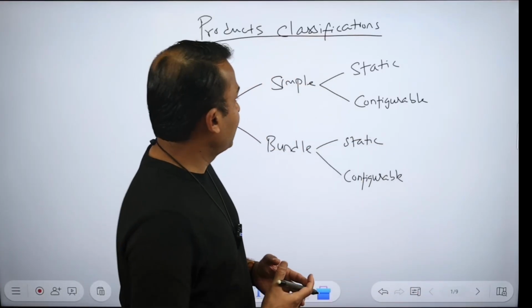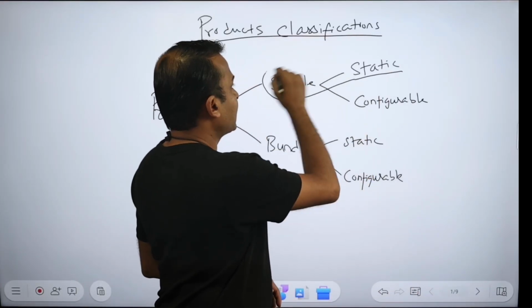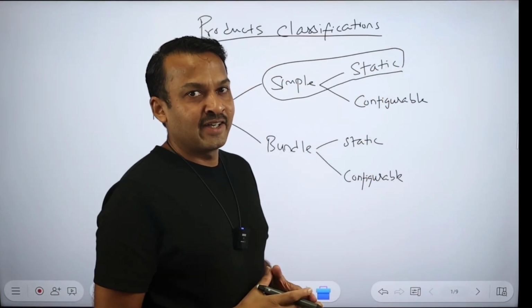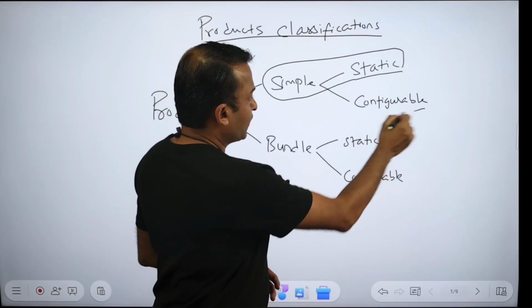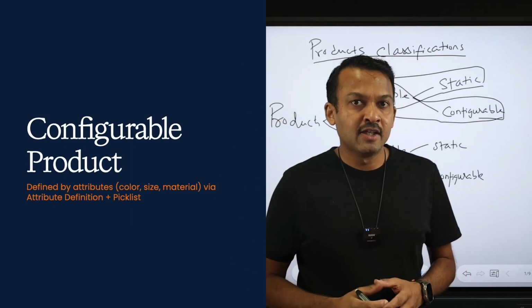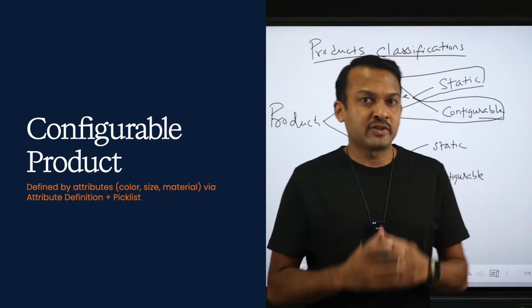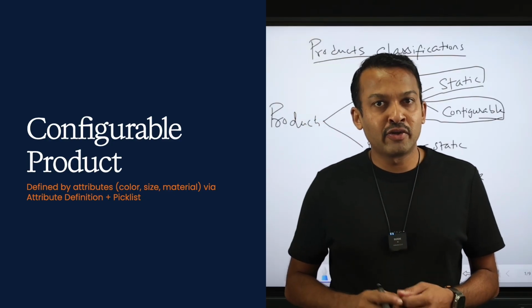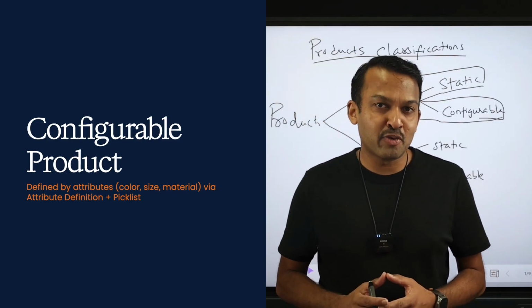Now that you have a fairly good understanding of how to configure the static simple product, let's go ahead and start understanding more about the configurable product. Okay, so the configurable product is again a standalone product, but there could be attributes associated with it that allow the sales team to go ahead and configure that product further.